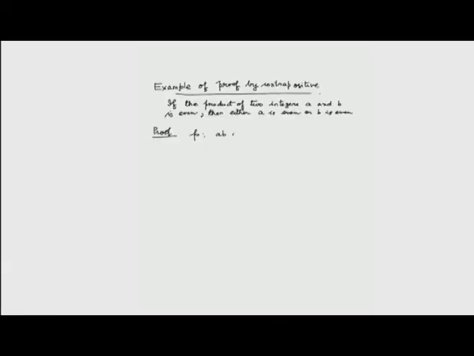Now, we denote the antecedent by the proposition p, that is, ab is even, and q denotes the consequent, a is even or b is even. We want to prove that p implies q. We start with not q. Not q is: a is odd and b is odd. This is by using De Morgan's laws.